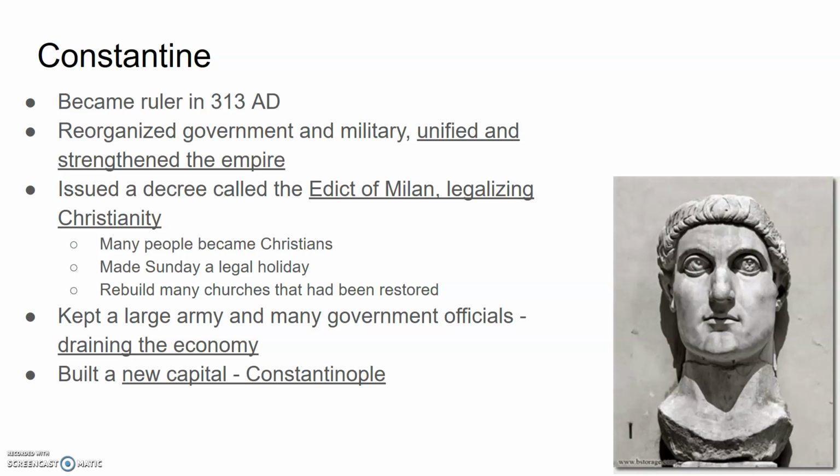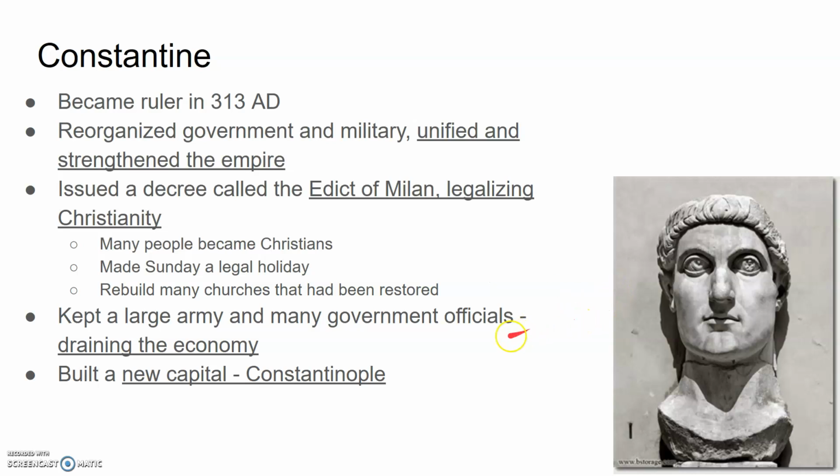And he also issued a decree called the Edict of Milan. The Edict of Milan was important because it legalized Christianity. This made it so the persecution officially stopped. Because of this, many people became Christians. It also made Sunday a legal holiday, and it rebuilt many churches that had been torn down.